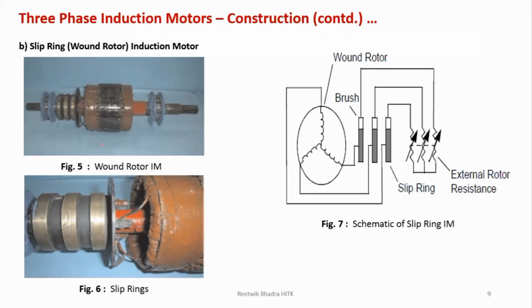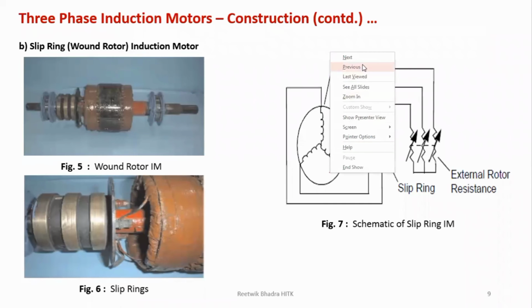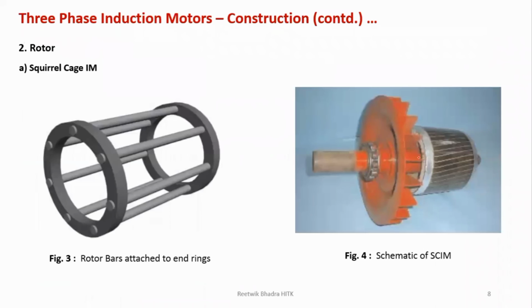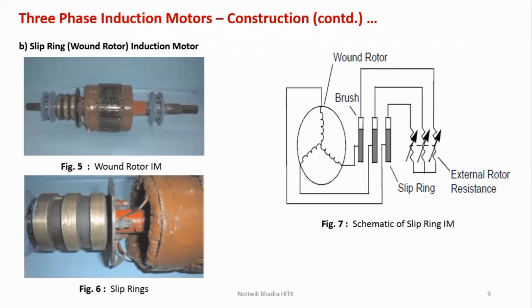The schematic, I have tried to give you some pictures over here so that you can understand what these two types are. You can look into this. This is the squirrel cage. This is your slip ring induction motor. These three are your slip rings.